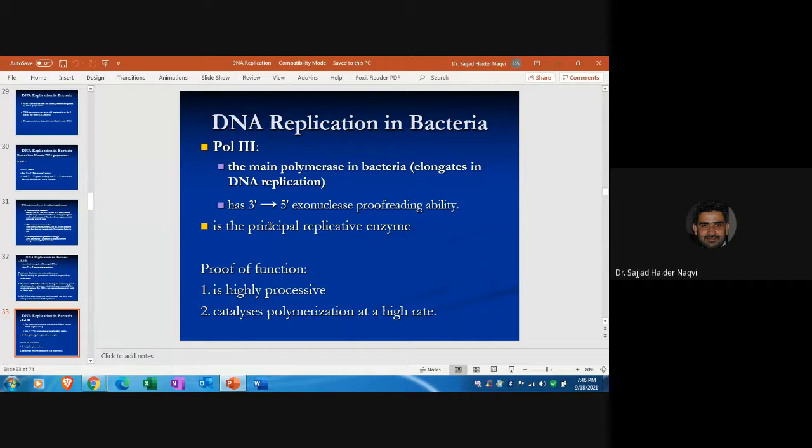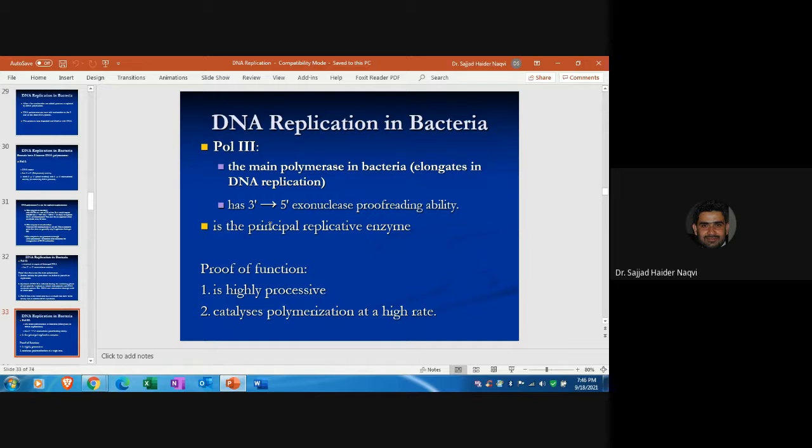So what I summarize, polymerase 1, 2, 3, they all have proofreading mechanism. Polymerase 1 and 2 are also having additional mechanism of DNA repair, but they do not have the main function of DNA replication, while this DNA polymerase 3 is the main enzyme which is involved in the DNA replication. So we said that it is the principal replicative enzyme.